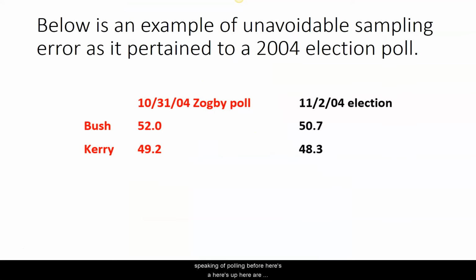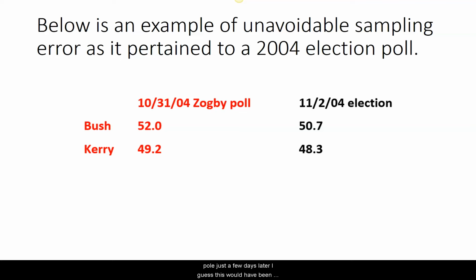We were speaking of polling before. Here are the actual numbers of unavoidable sampling error, I should say, as it pertained to the 2004 election. It was George W. Bush, the incumbent, versus John Kerry, the challenger. And over on the right was the actual result on Tuesday, November 2nd, 2004. And I remember it because I lived in Colorado back then, and we happened to have this brutal snowstorm that came up out of nowhere on Election Day. But you could see that Bush won. Boy, that's a bigger margin than I remember. It looked like 2.4 points. I didn't remember it being that big. But he won by over 2.4 percentage points.